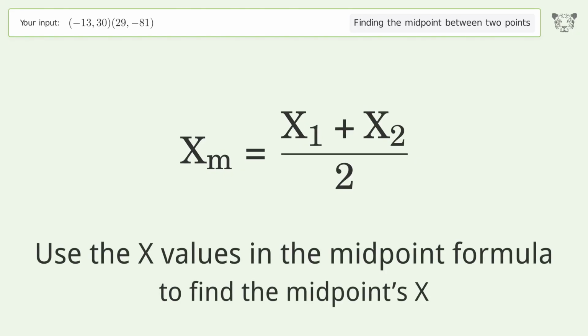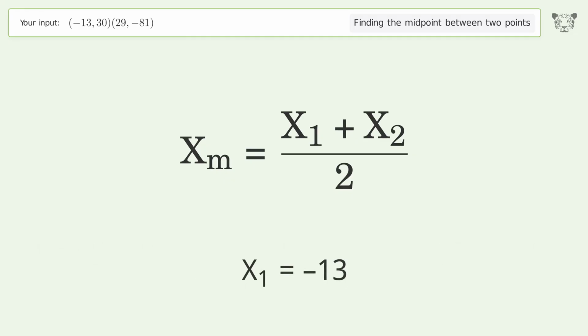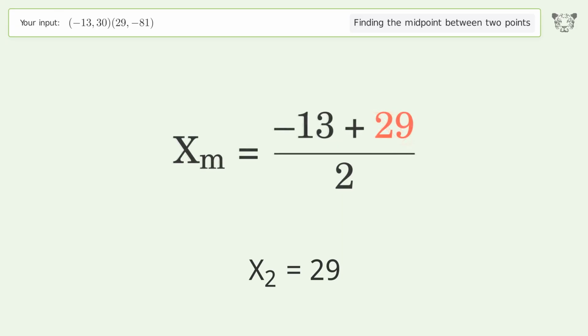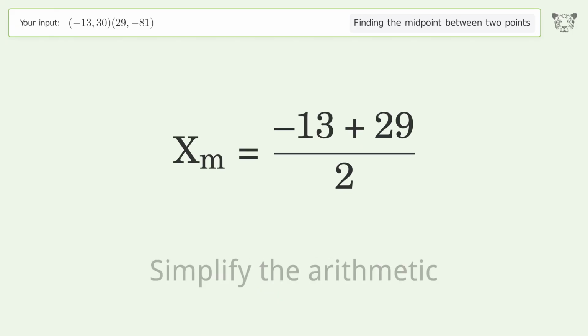Use the x values in the midpoint formula to find the midpoint's x. x1 equals -13. x2 equals 29. Simplify the arithmetic.